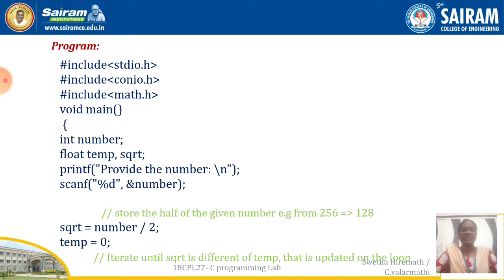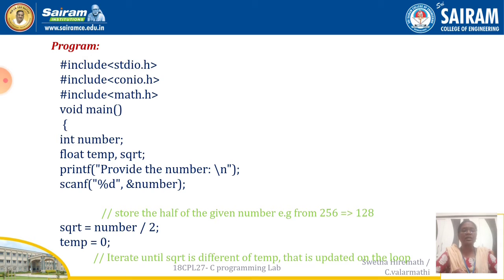So the first part is inclusion of header files. According to this logic, the header files needed for this implementation are included. The basic header files are stdio.h, conio.h and math.h, and all are included. Coming to void main, after void main the first part is variable declaration. The variables which are required are declared here.